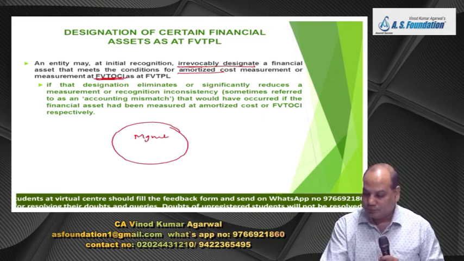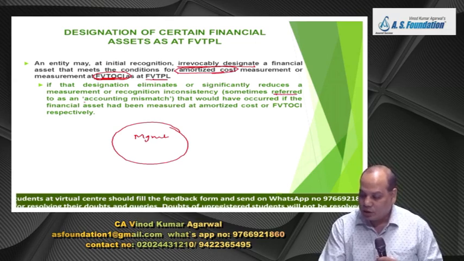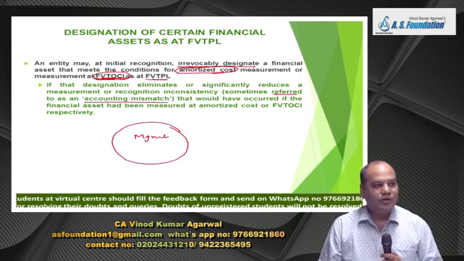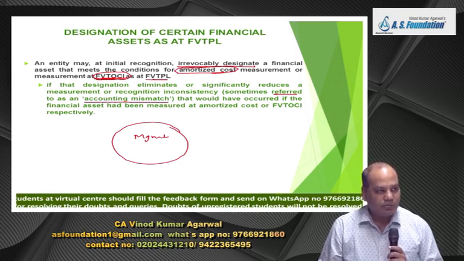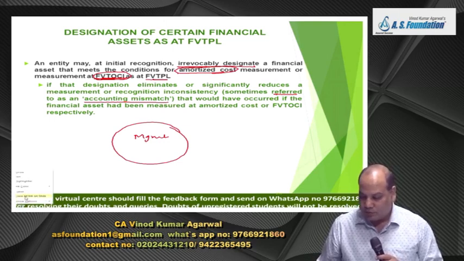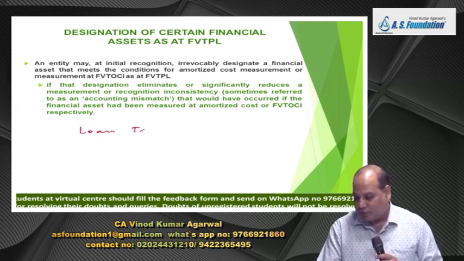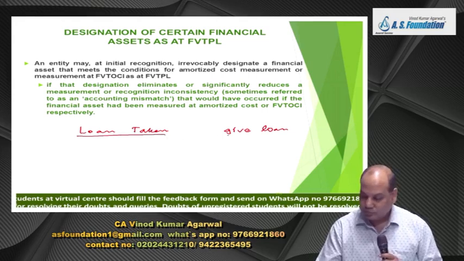Why will a company do that? Why will an asset which should be classified as amortized cost be designated as FVTPL? This is done to avoid accounting mismatch. What do you mean by accounting mismatch? For example, how do we do business? We take loans, we give loans. Suppose this is the business. Loan taken is a financial liability. Loan given is a financial asset.